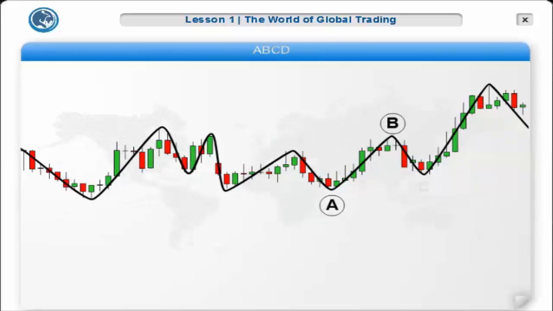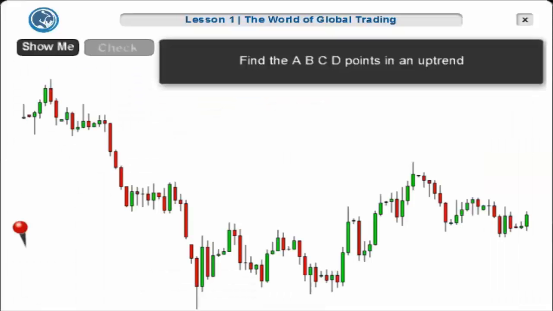The correction creates a kind of wave within a wave, as you can see in the diagram. We mark the reversal points in the waves with the letters A, B, C, D. These markings will serve as the basis for the various market analyses that will be performed. It is therefore very important to learn how to recognize them. Find the A, B, C, D points in an uptrend.